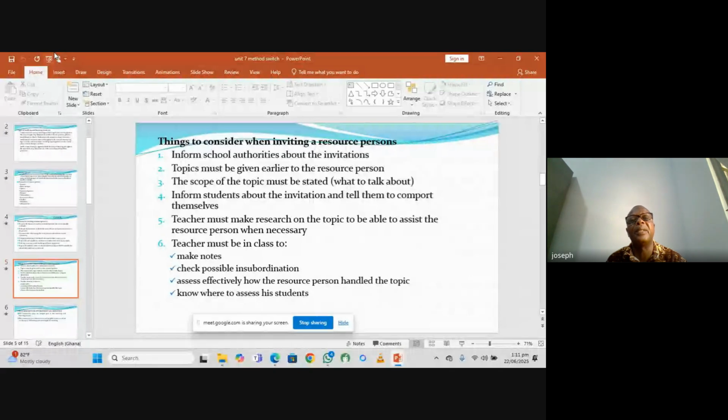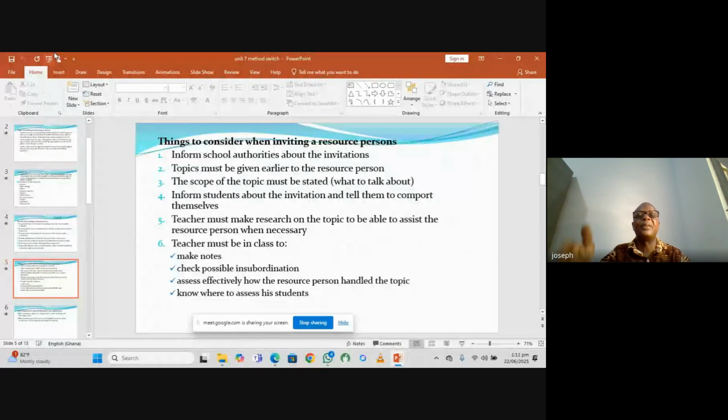Things to consider when inviting a resource person. You can't just get up and invite the resource person. You have to let your head be aware that next week, Monday, this person will come at this time to teach this topic, so that when he or she sees him or her, he will not question him or her, because you have informed him.